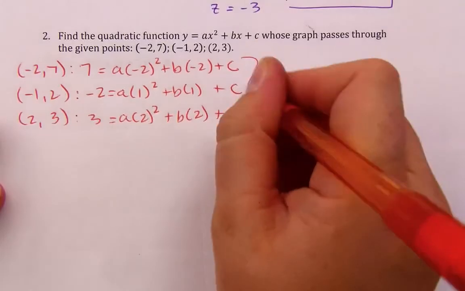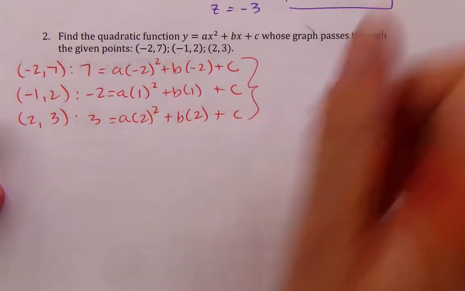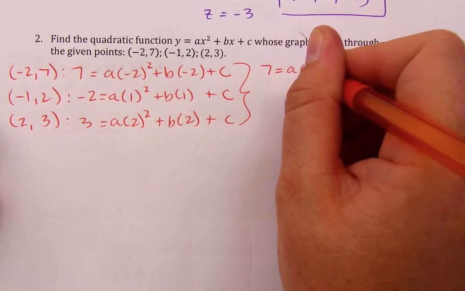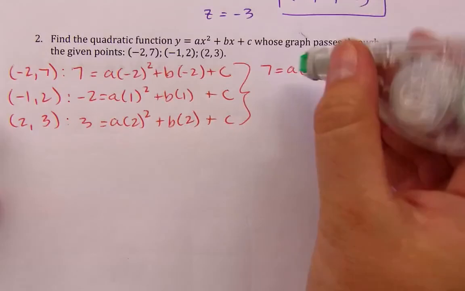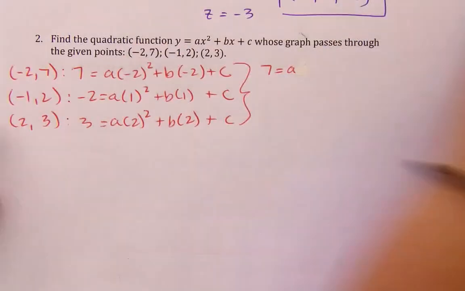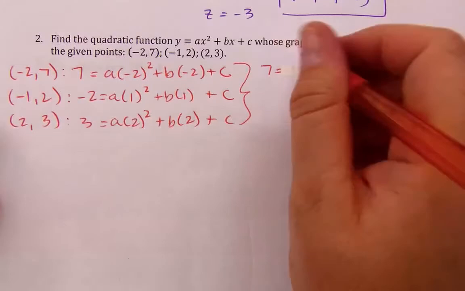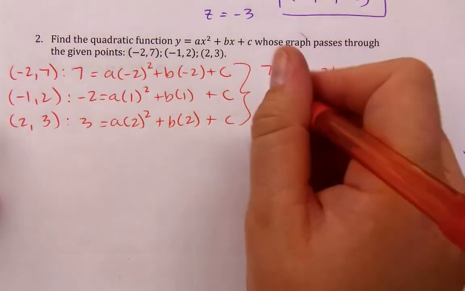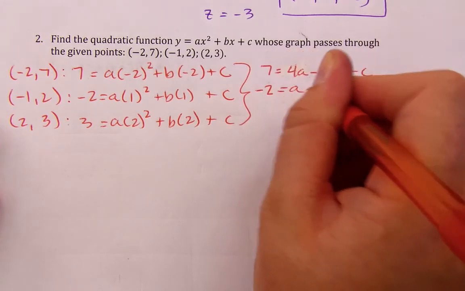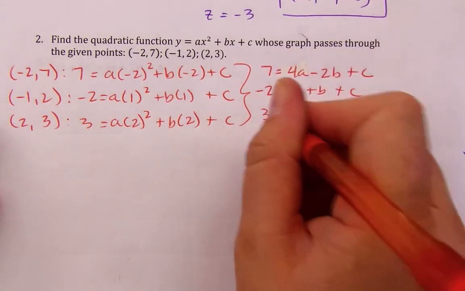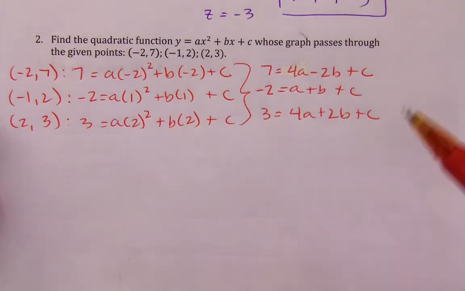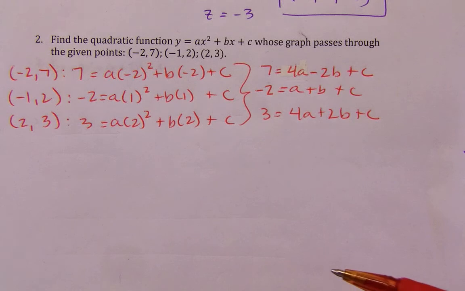And now I can simplify all of these equations. I can distribute, multiply, and simplify things here. Let's rewrite that a little bit. 7 equals 4a minus 2b plus c. I'll have -2 is equal to a plus b plus c. And I'll have 3 is equal to 4a plus 2b plus c. And now it's really easy to see which numbers here are going to be nice for us to cancel out. Really, a, b, or c is going to work out nicely.